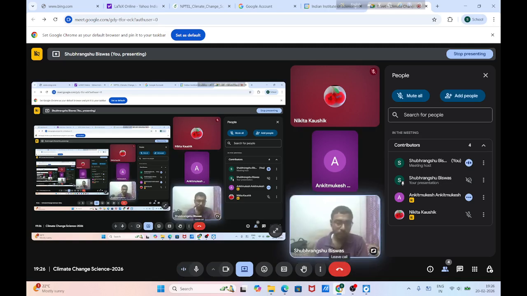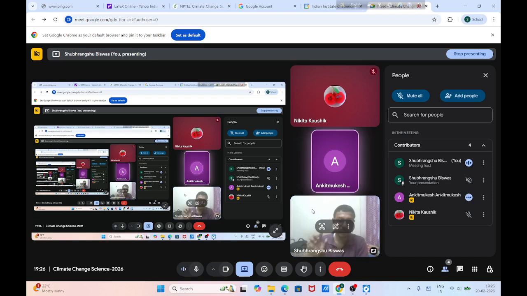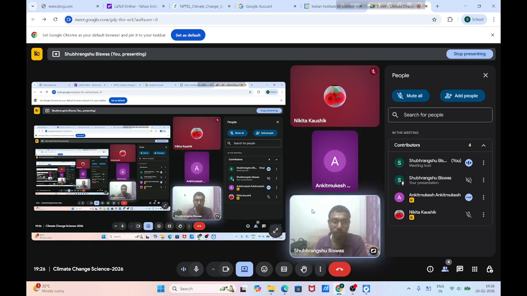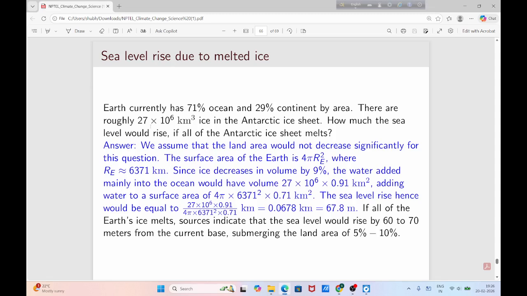For Earth's case, we will first identify the surface area, and from there we will see how much the level increases, because you have a fixed volume of ice. The surface area times the height increase will be equal to the volume given. The volume given here is 27 times 10 to the power 6 kilometer cube of ice, and the surface area is 4 pi r square.